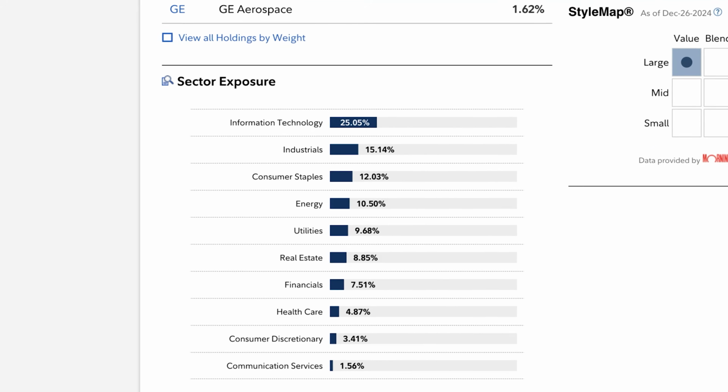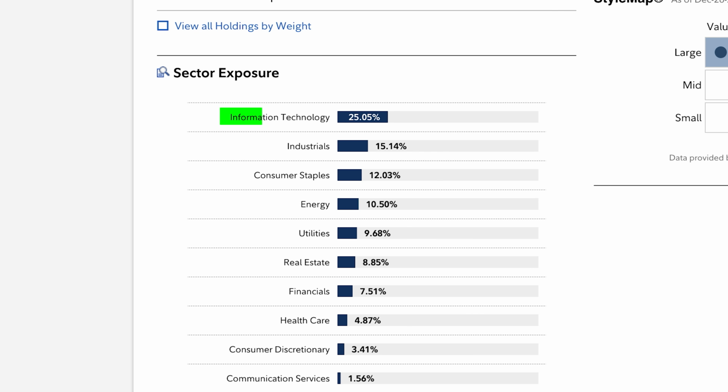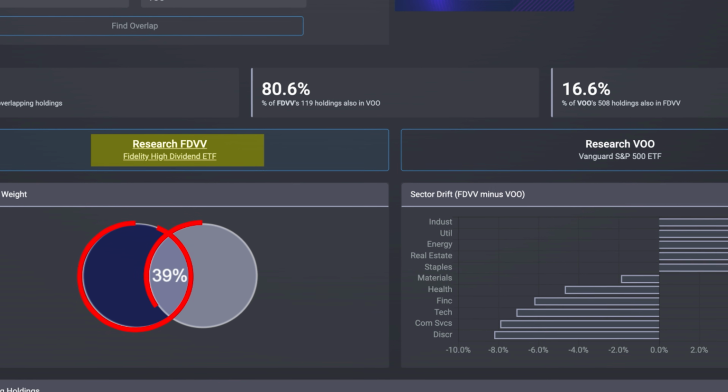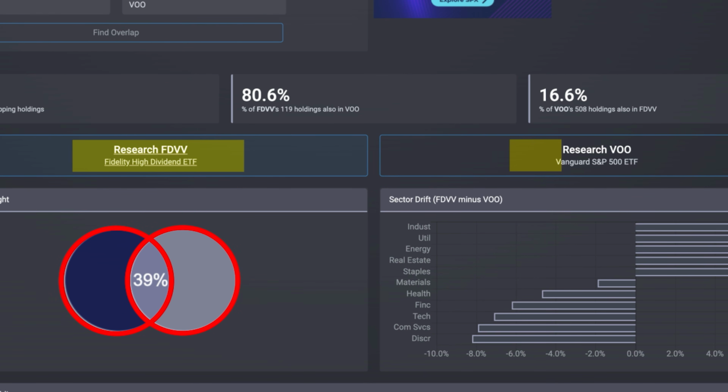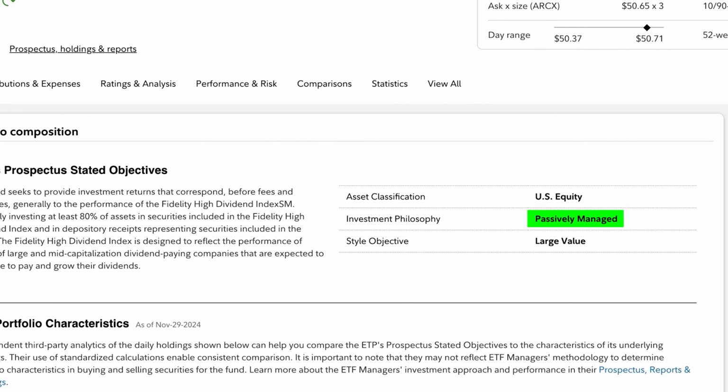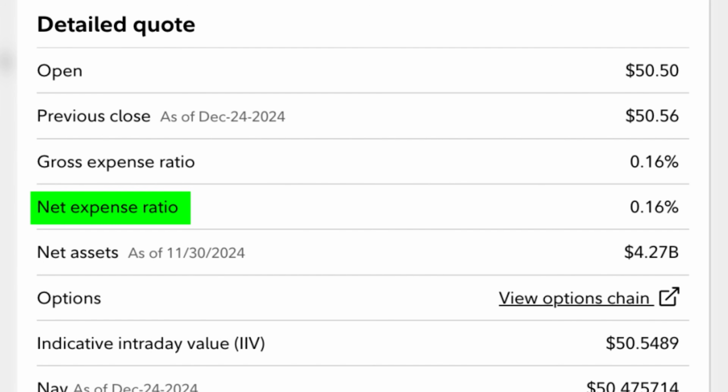And looking even deeper, the top sector in the fund is infotech at 25%, and largely because of that, FDVV has a 39% overlap by weight with the S&P 500, specifically VOO. But when it comes to index funds, they are going to be passively managed, and this one is going to have the highest expense ratio of all the ones I'm covering in this video, that is 0.16%. And just a quick note for those that don't know, these fees are going to be automatically taken out from your investments over time. It's not something that you're going to have to be paying separately.